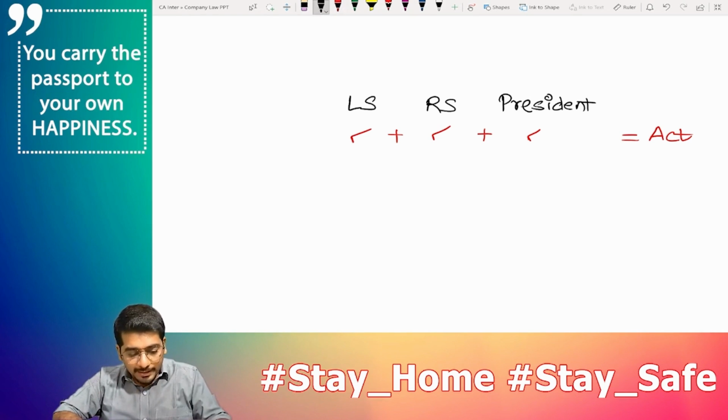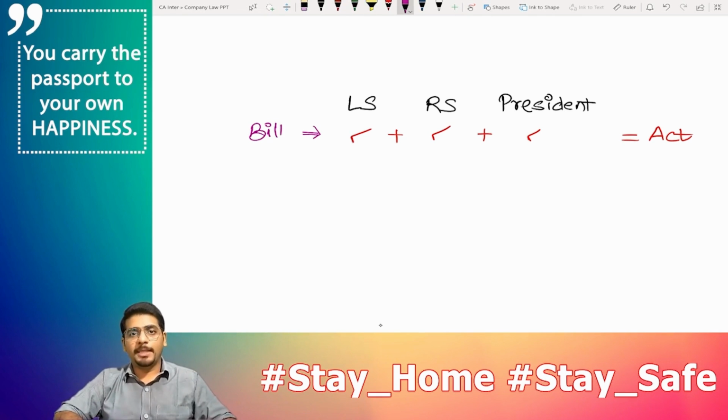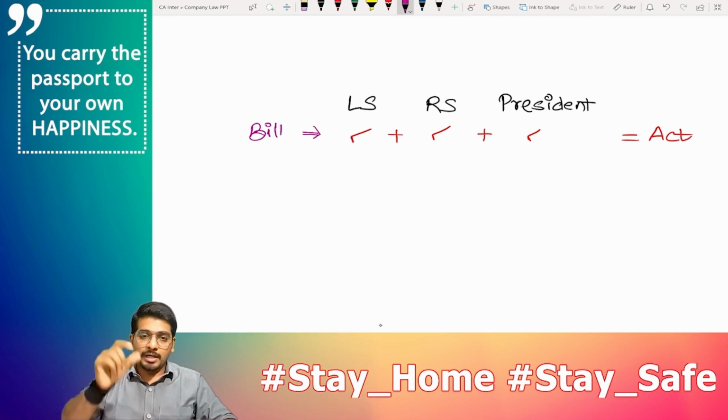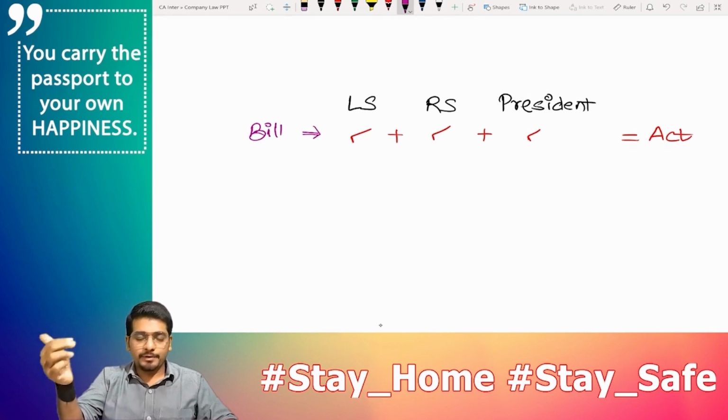So sir, when it is presented at the first stage over here, what should we call it? When it is presented in the first house, we call it a bill. What do we call it? A bill. A bill means a draft of an act which is not yet approved by both the houses of the parliament and the president.